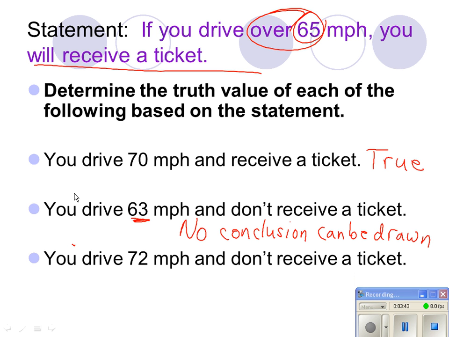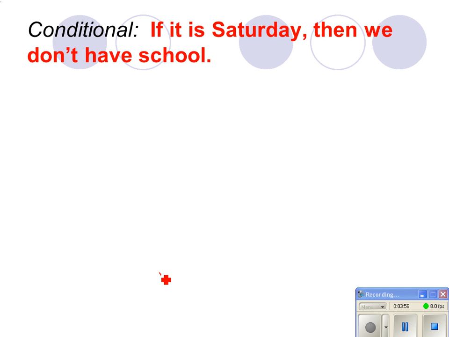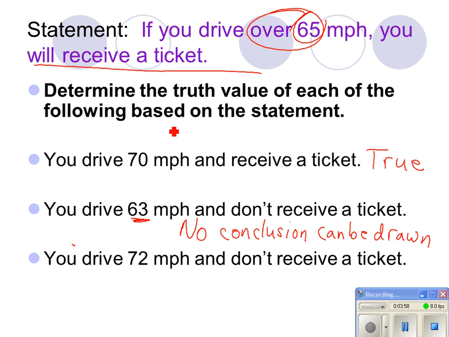Last one, you drive 72 miles an hour and you don't receive a ticket. Well, our rule tells us if you drive over 65, which 72 is over 65, you're going to get a ticket. So according to our rule, that statement is false.